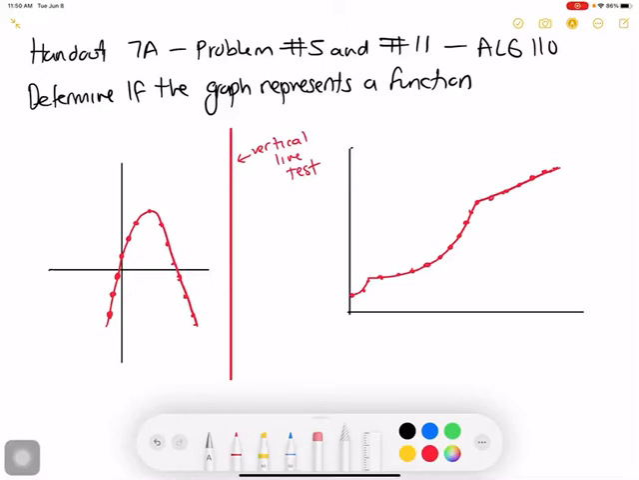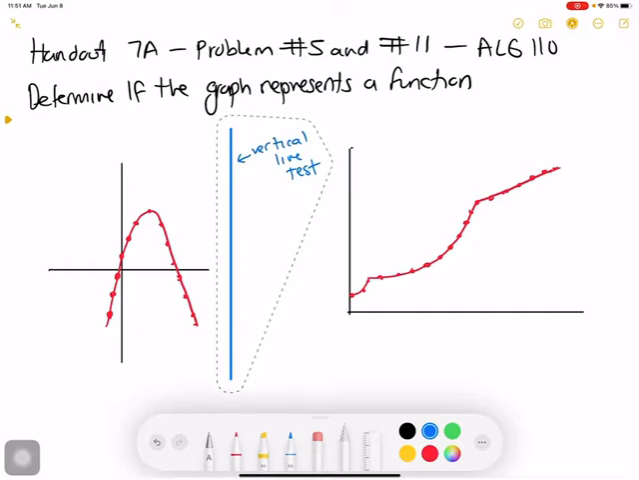Hello students, in this video I'm going to show you how to solve problems 5 and 11 of Handout 7a in the first part of algebra. What we're going to be doing here is explaining the vertical line test. Some of you asked me how to do the vertical line test.